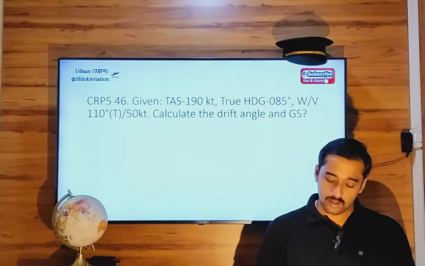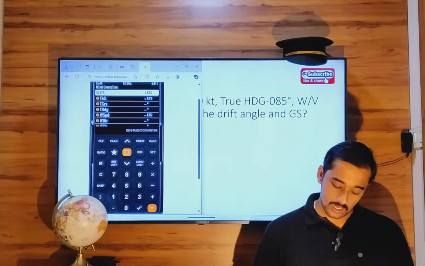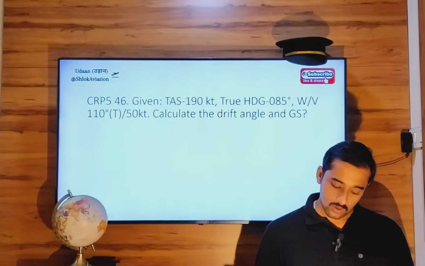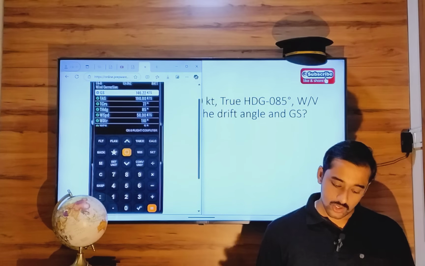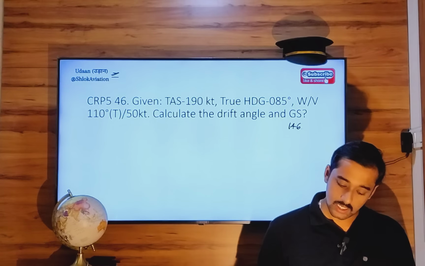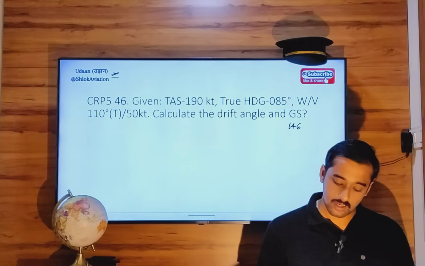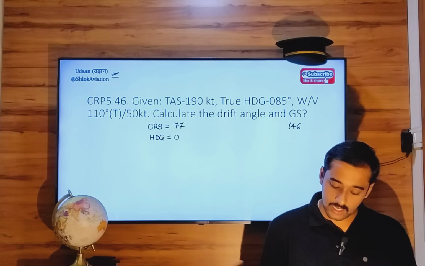46, task is given, heading is given, winds are given. What is drift and ground speed? So task 190 knots, heading 85, winds 110 at 50. So ground speed will be 146 knots. Drift angle. So what is true course? It is 77. Heading 085.